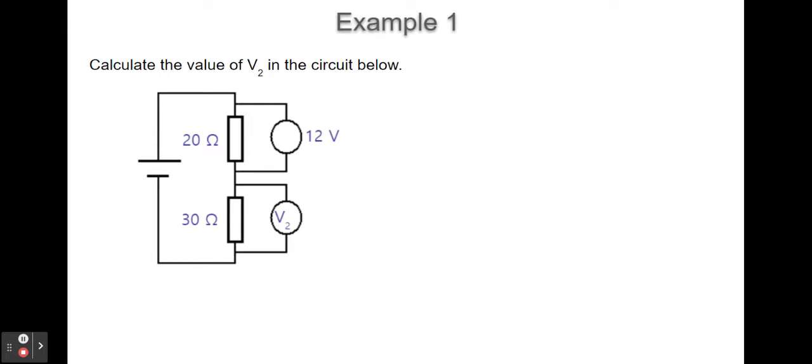So here's a couple of examples. First one, calculate the value of V2 in the circuit below. So we've got two resistors and one voltage value, and we want to know the other one. So we can use this formula, V1 divided by V2 equals R1 divided by R2. And we can put our numbers into the formula. V1 is 12, R1 is the resistance that's giving us V1, which is 20, and R2 is 30.